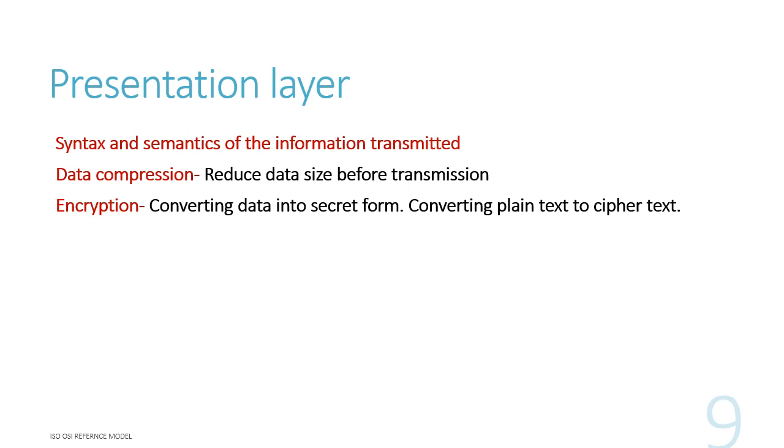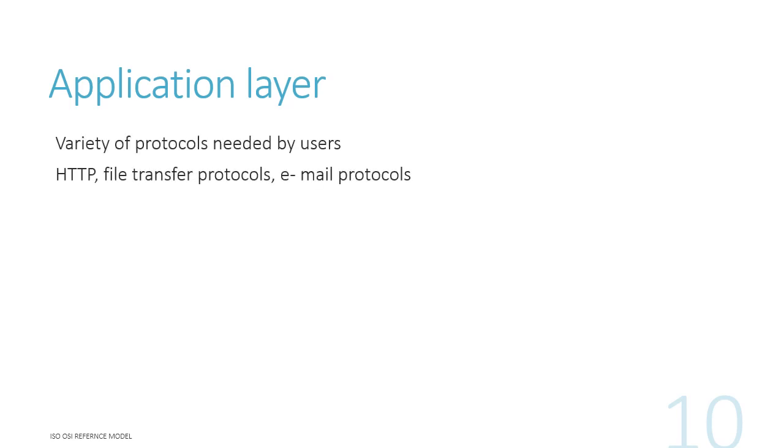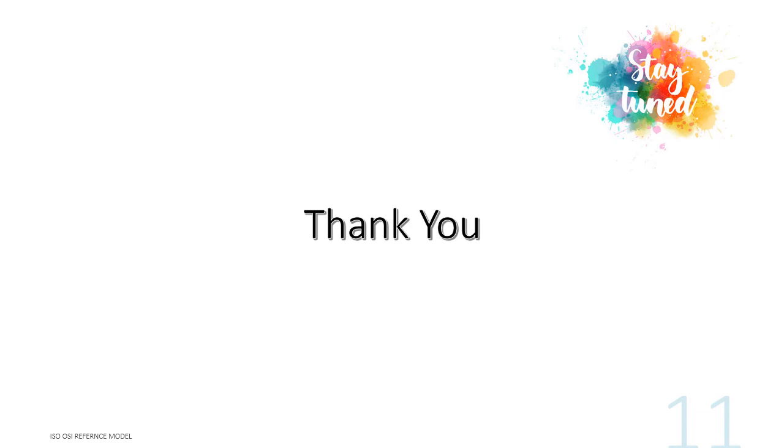The last layer is the application layer, which provides a variety of protocols needed by users to use a computer network. Many protocols and applications like email, file transfer protocols, and HTTP are provided by the application layer that are needed by the user. So these are the main layers and main points to be remembered while studying the ISO OSI reference model.